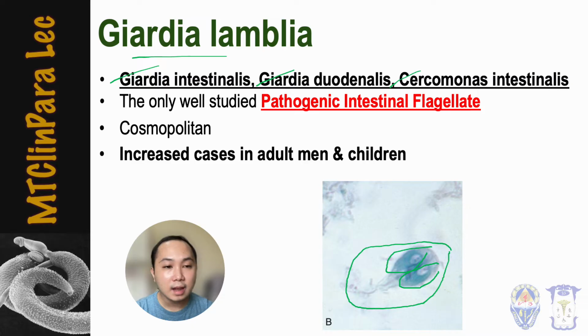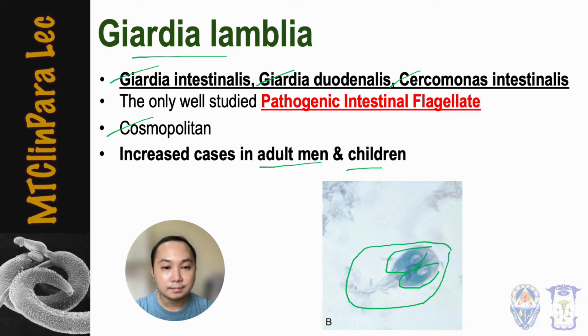So your Giardia Lamblia is cosmopolitan in nature, especially yung kanyang cases. So that means these particular cases are usually seen worldwide. Okay? But most of the time, according to other sources, when it comes to the demographics, adult men and children have more cases than other demographics. So later on, once we go through your pathology, we'll be explaining why this particular demographic are more affected than the others.